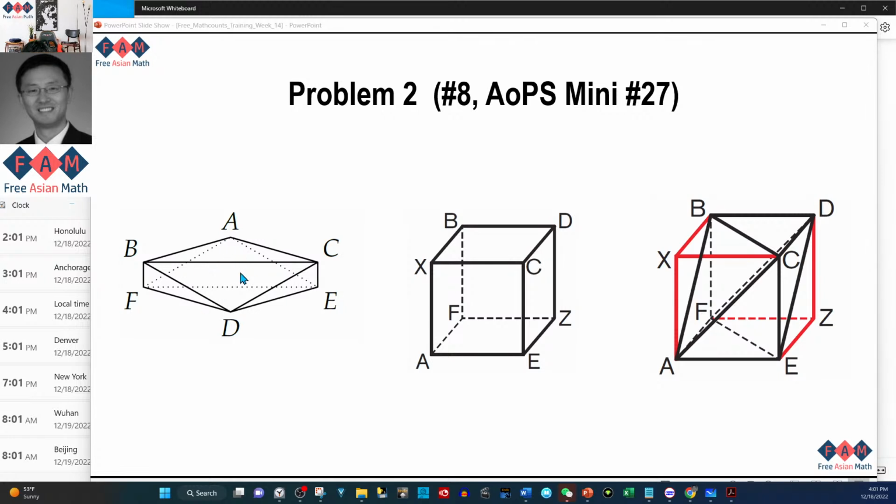So I don't think this is a very good problem at all. It's kind of at least unfair, but it is what it is.